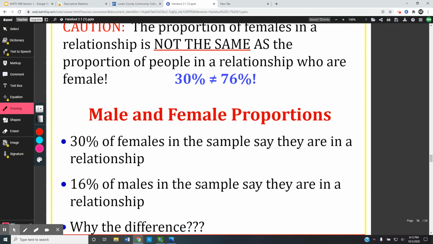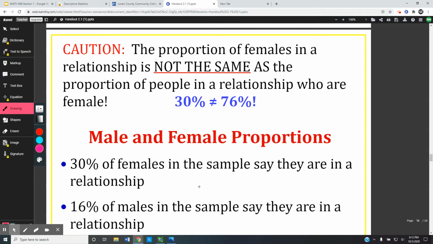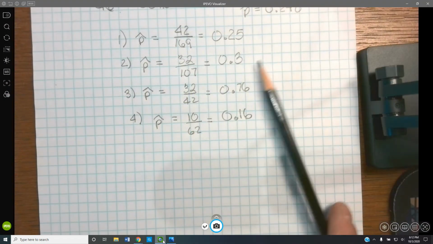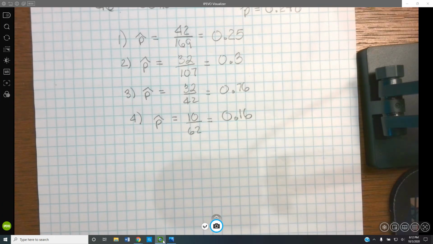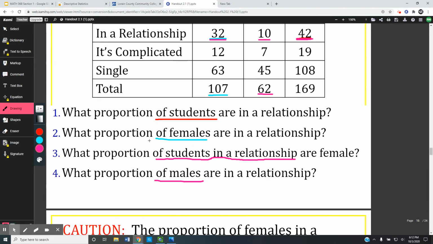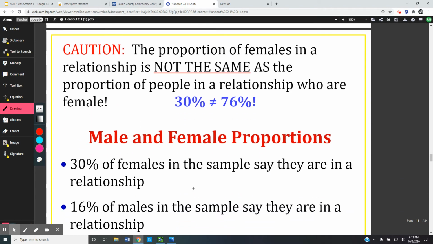It says caution, the proportion of females in a relationship is not the same as the proportion of people in a relationship. If you go back to what we took a look at, that was these two numbers here. That was 30% versus 76%. And if you look at the wording was very close. Proportion of females in a relationship, proportion of students in a relationship that are female. These are not the same thing, obviously, because they carry a completely different percentage.